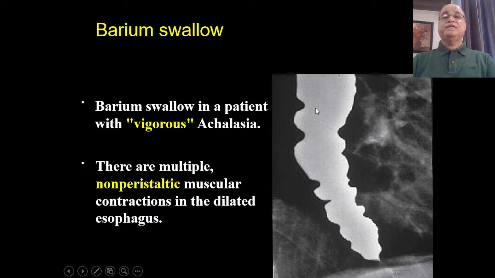In this picture you can see barium swallow in a patient with what we call vigorous achalasia. There are multiple non-peristaltic muscular contractions in the dilated esophagus, and here you can see again a bird's beak appearance, because normally there is peristalsis, which is a wave of contractions and relaxation alternatively pushing the food bolus downwards, but here it is vigorous contractions which are not coordinated and not followed by relaxation.